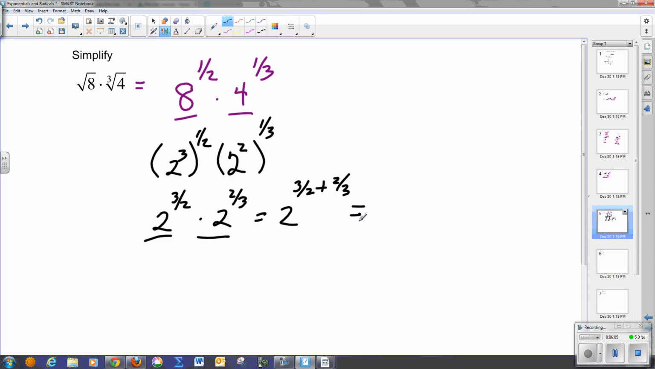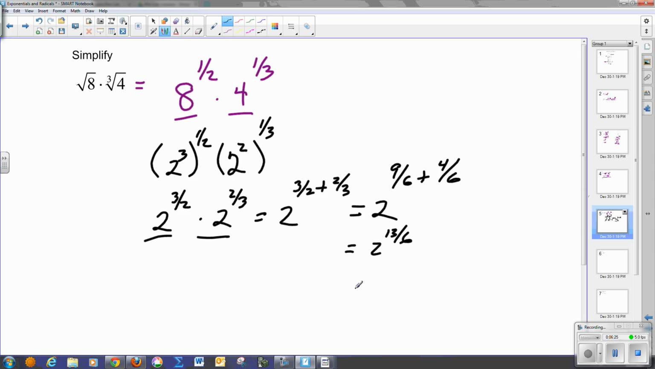And now we just get common denominators of sixths. So this goes to 9/6 plus 4/6, which gives me 2 to the 13 over 6.